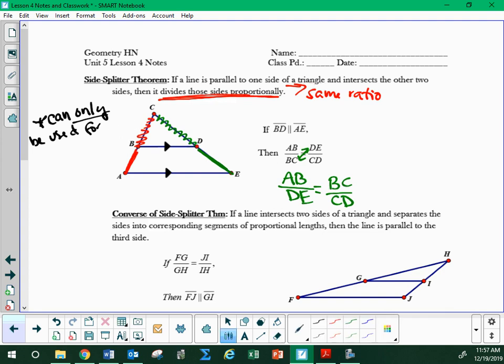Side splitter can only be used for the pieces, not the parallel lines. The reasoning there is that my pieces are only a portion of the entire triangle, whereas my parallel lines are the actual full side length of the entire triangle. So if you try to compare pieces with the entire side length, the ratio is not going to be the same, because the ratio of those pieces is not necessarily the same as the ratio of the side lengths. So side splitter is only for those pieces. Whatever got broken up into pieces, that's what you can use it for.